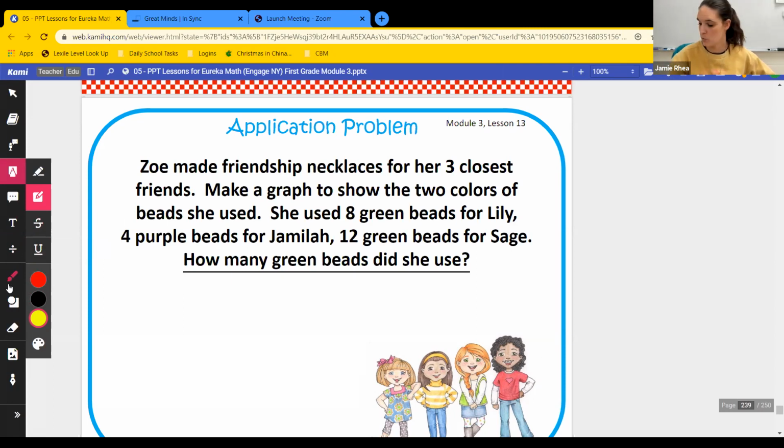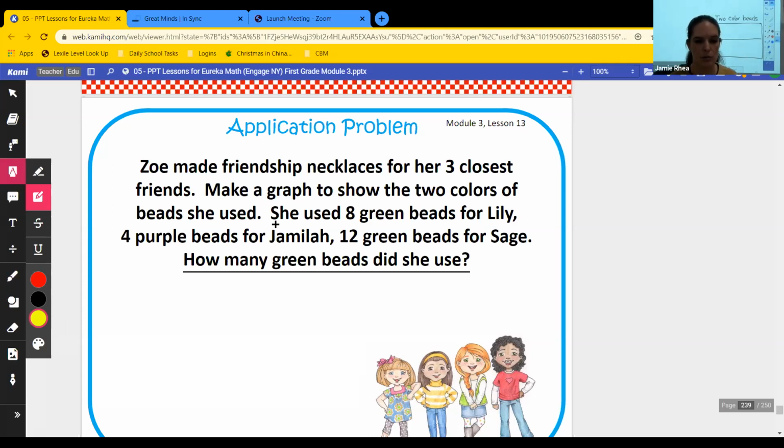Okay, I'm going to turn on my screen here. Yep. I'm going to erase my board real quick. I forgot to last time. All right, so we need to make a graph. We have 2 color beads. Okay. Now we have 2 colors. So let's just make 2 lines. Okay. So here's part of my chart.